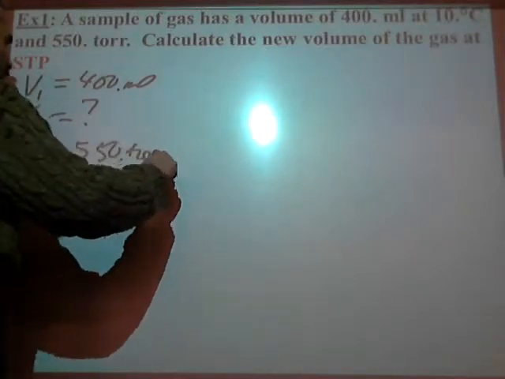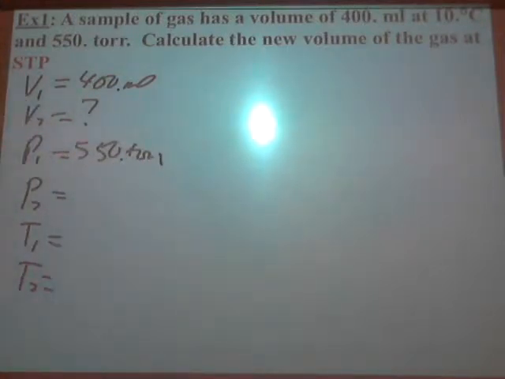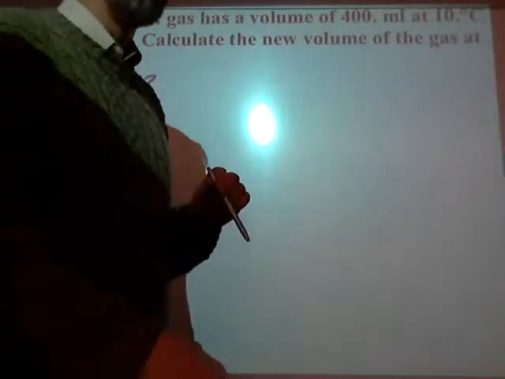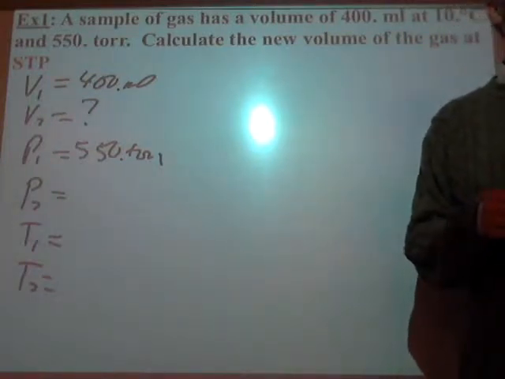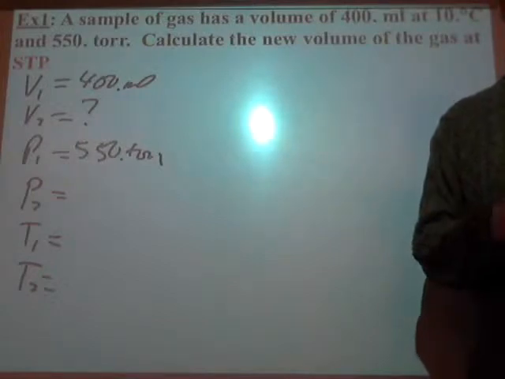550 torr. Good. P2. What do we think P2 is? And then everybody get an answer for this one in their head, because I will see some mistakes on this one. I got them last period. What do you think P2 is in this case? I'll be surprised if everybody knows this one.